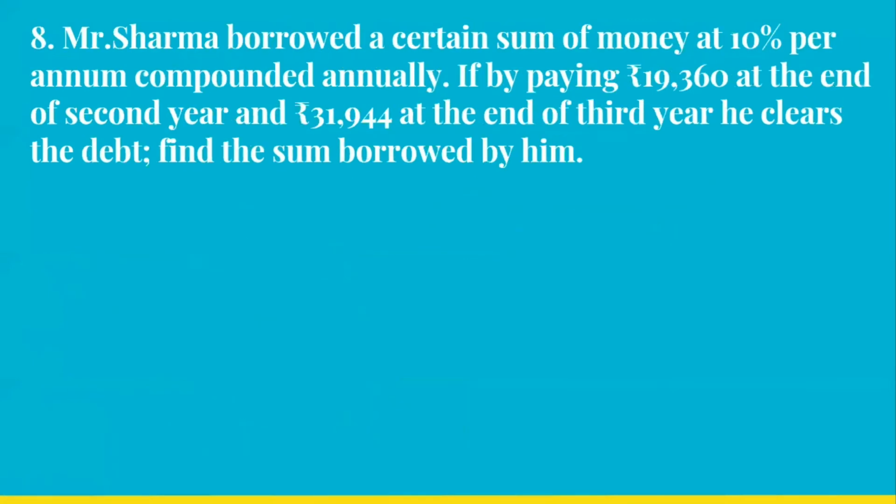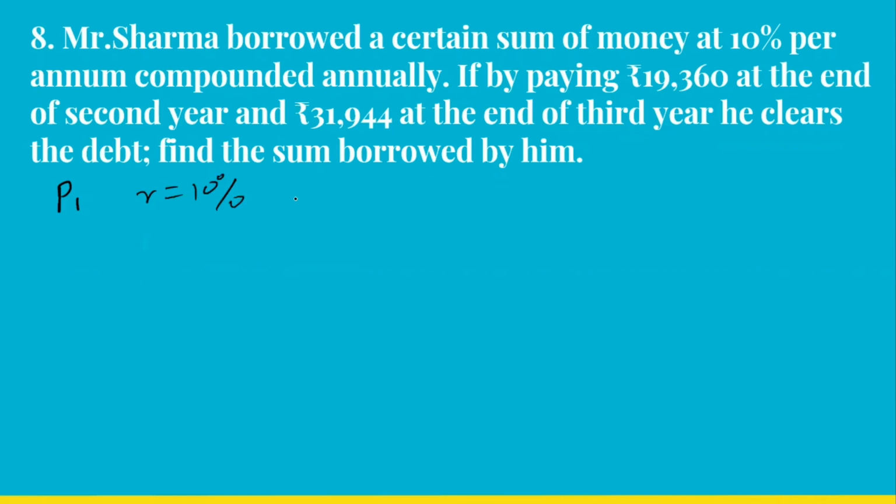Mr. Sharma borrowed a certain sum of money at 10% per annum compounded annually. If by paying 19,360 at the end of second year and 31,944 at the end of third year, he clears the debt, find the sum borrowed by him. So let us note down what all things. Let us find the first principal. We can take the first principal as P1. And the rate of interest is 10% per annum.